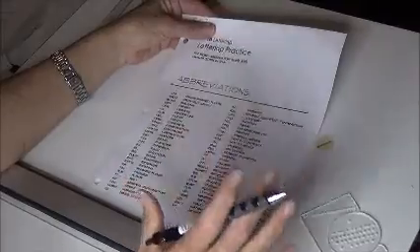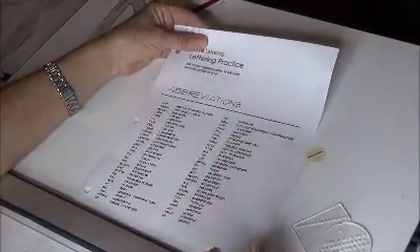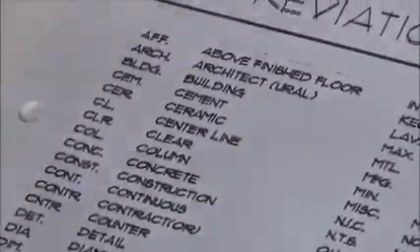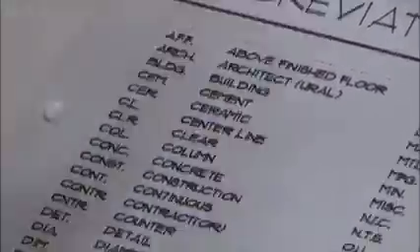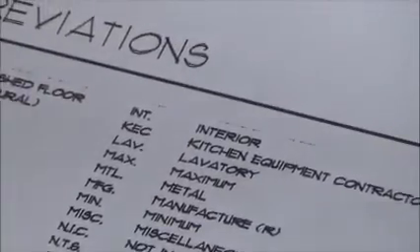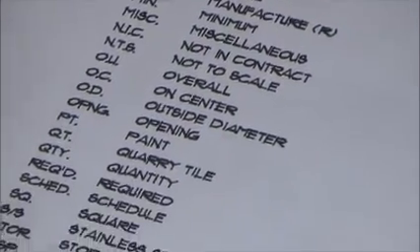Our next assignment, SK2C, is abbreviations. This is going to be an extremely important document. I want you to give it 100% with your architectural lettering. You will actually be using this exact document for your final project. We're going to put it on a cover letter. So make sure it is the best that you can do.